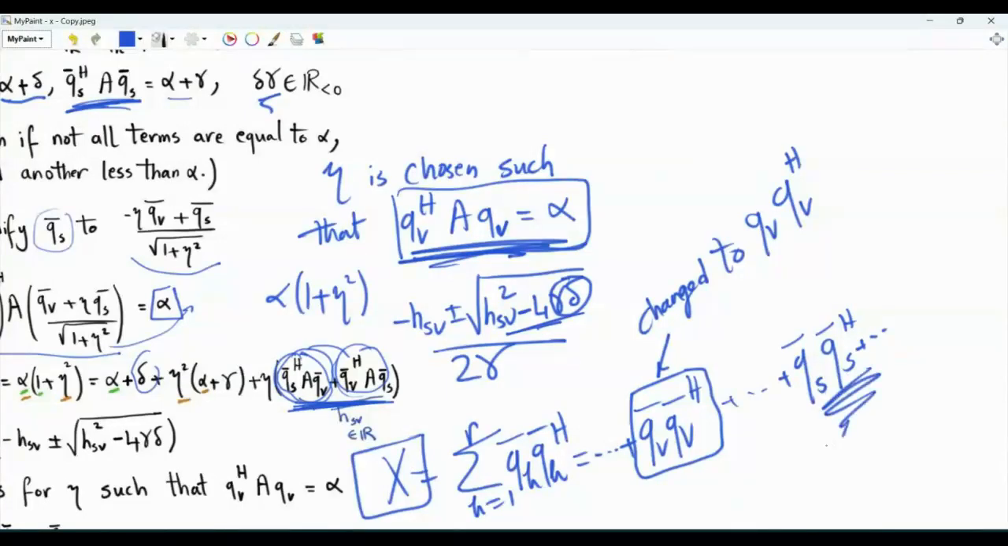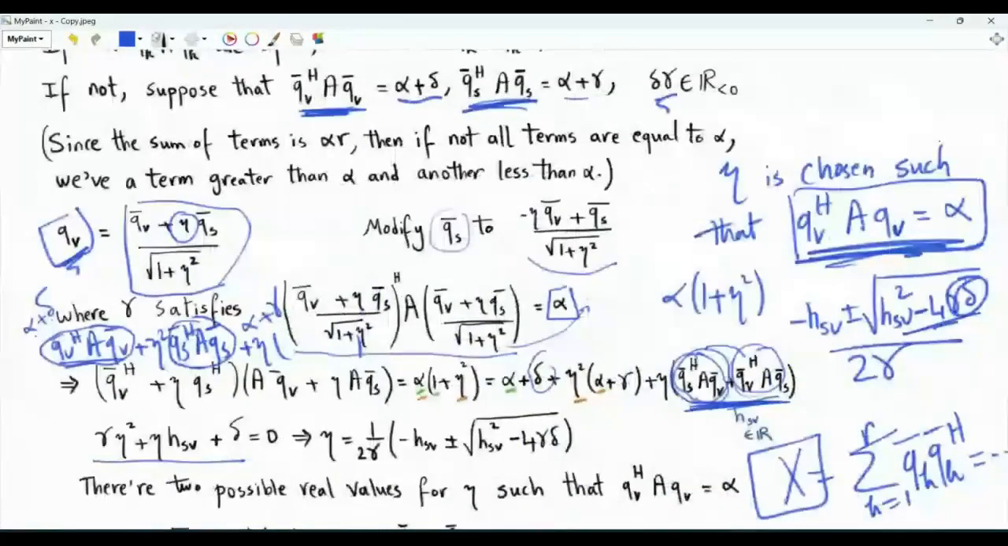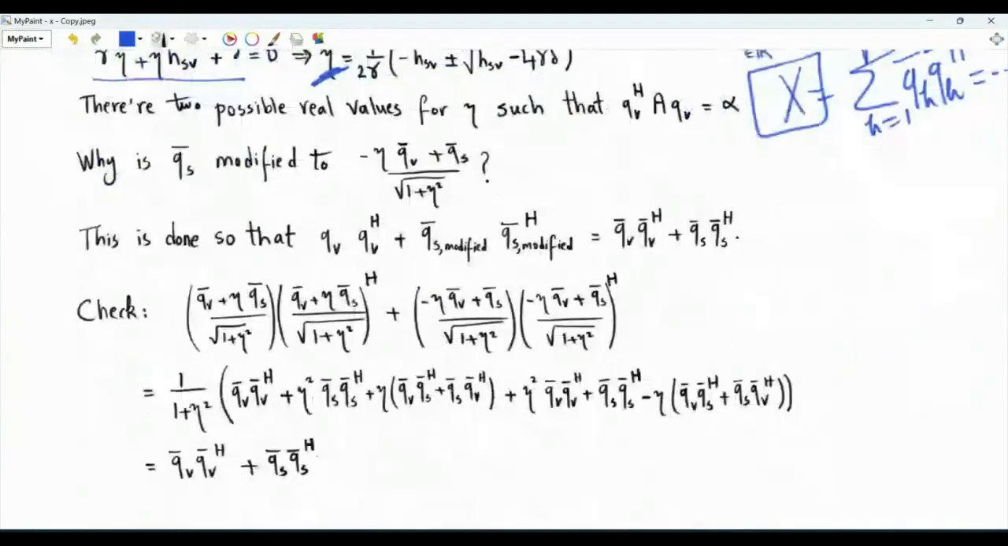So we need to change also the vector q bar s so that q bar v Hermitian plus q bar s Hermitian is equal to qv Hermitian plus q bar s modified Hermitian. And we need to modify q bar s using this linear combination of q bar v and q bar s, minus eta q bar v plus q bar s, and this is divided by the square root of 1 plus eta squared. And here we have a formula for eta. We can check that this will do the trick for us.